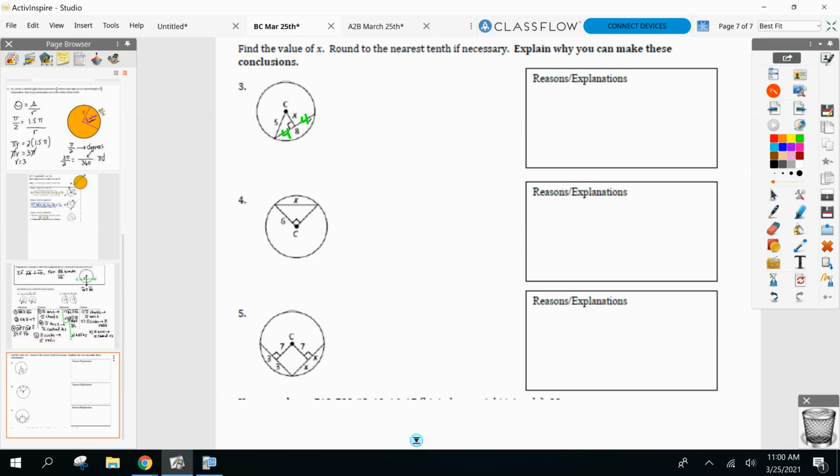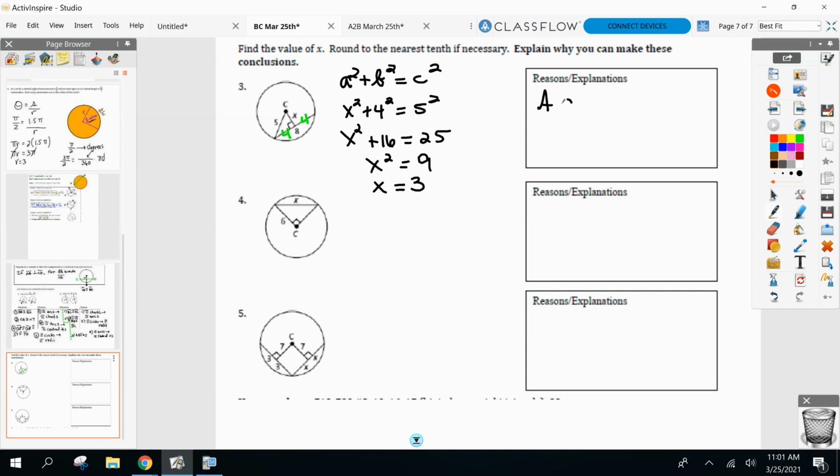All right, now what do you do to solve for x? No circle facts anymore, just plain old Pythagorean theorem. Yep. I got x squared plus 4 squared equals 5 squared. So x equals 3. Now reasons, I just want whatever circle theorem. I don't need to see the Pythagorean theorem in that box. I just want to know what circle theorem did we just use.